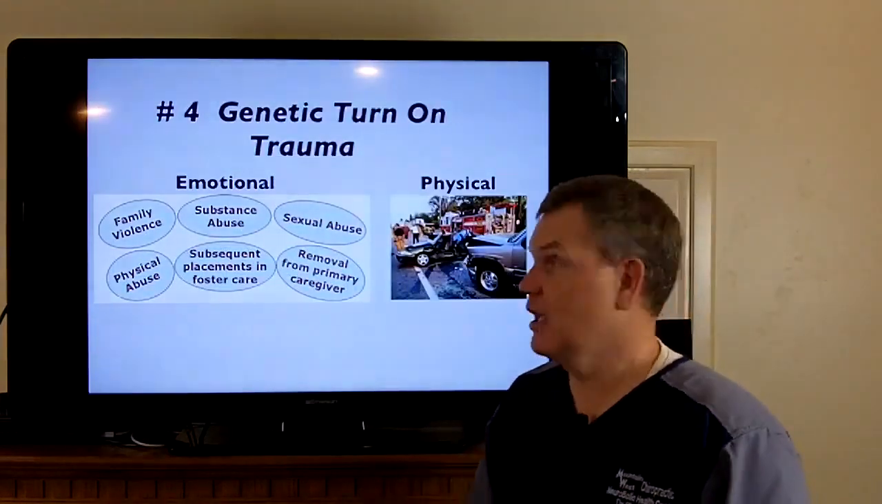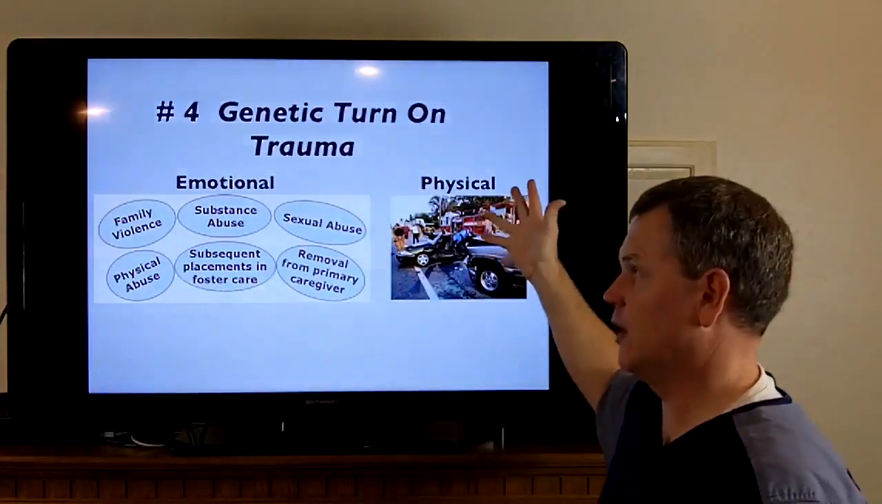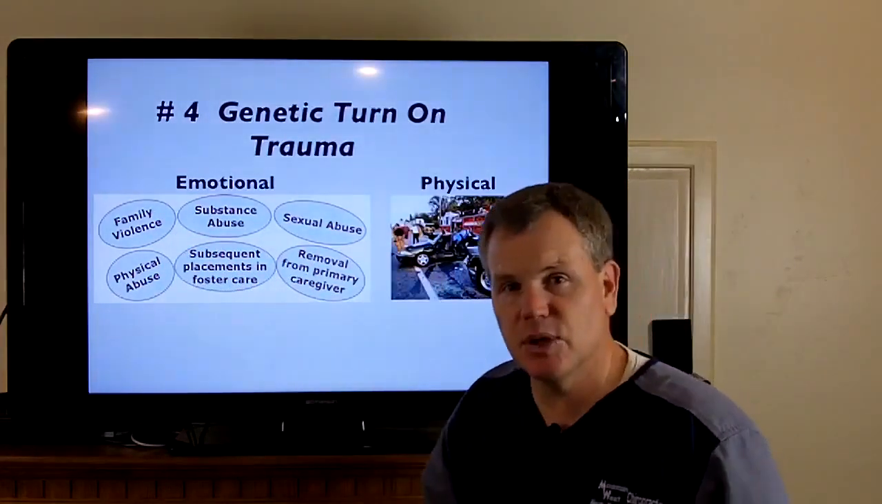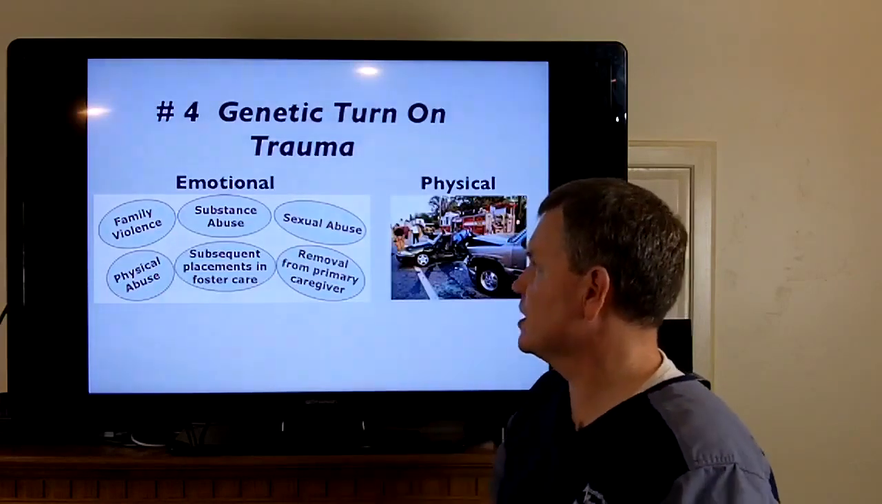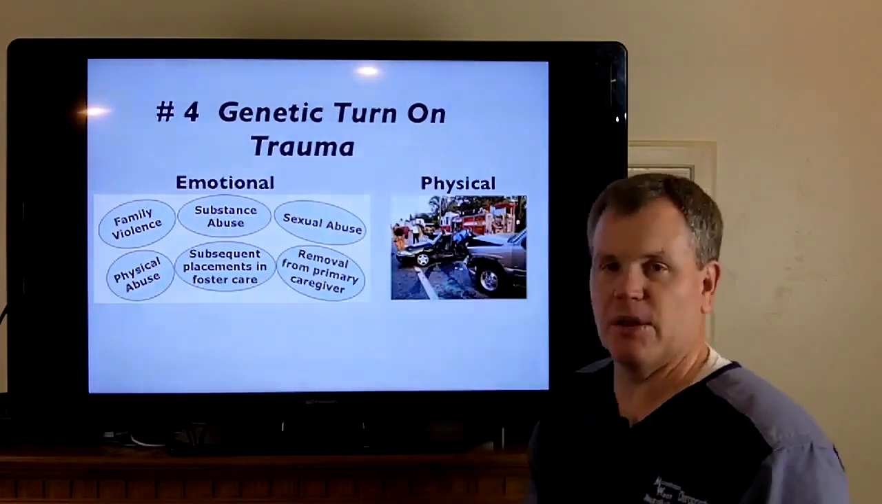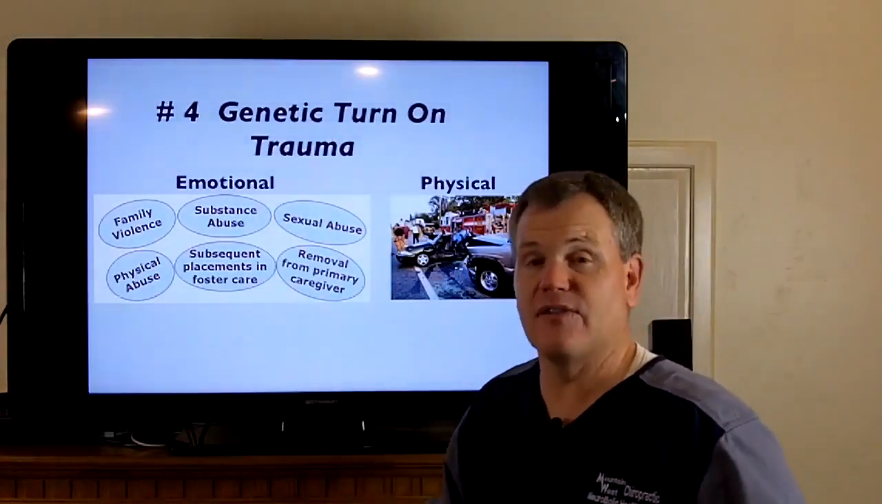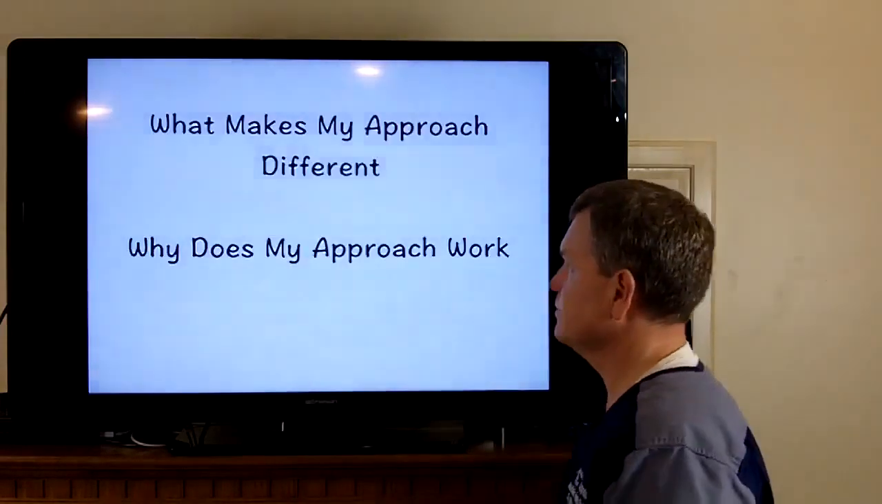Trauma is another big one. Now it can be emotional trauma or it can be physical trauma. Emotional trauma like substance abuse, physical abuse, sexual abuse, things of that nature. But also physical trauma like car accidents, injuries, things like that can just set off that autoimmune condition.